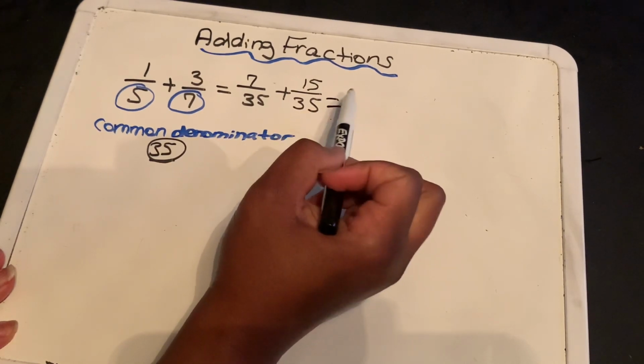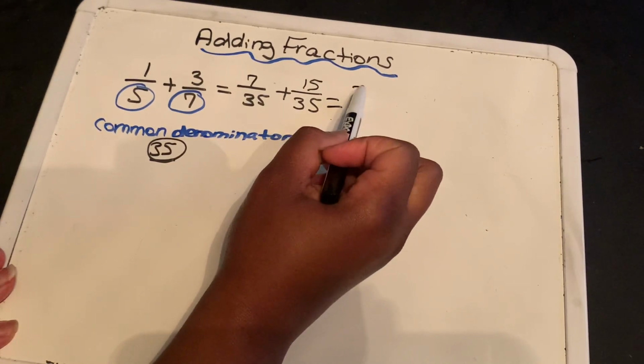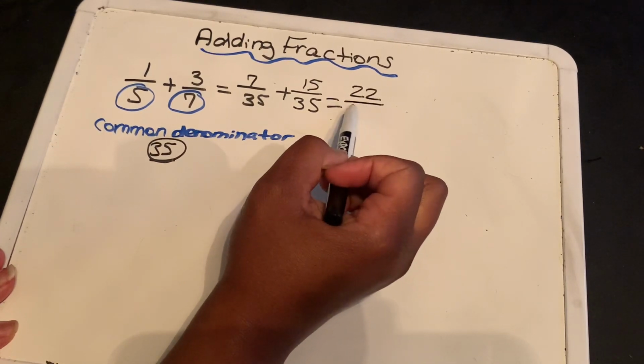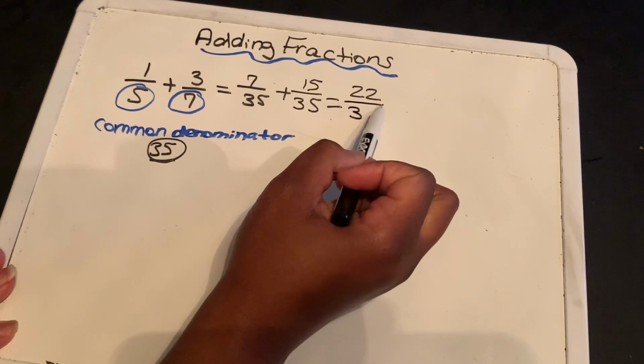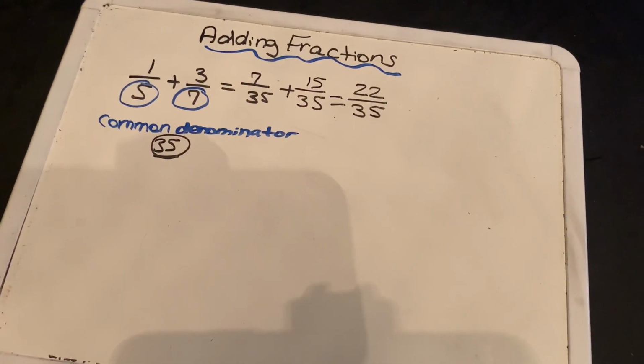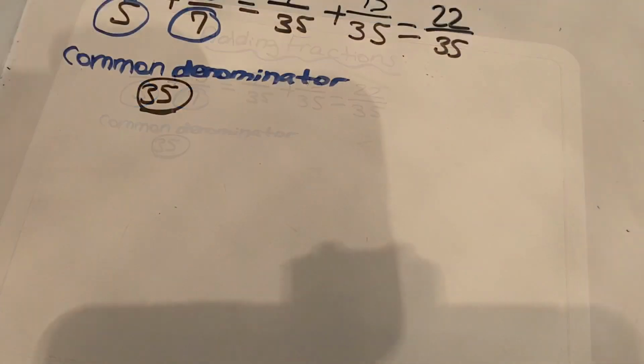So the next step is to simply add the numerators. So 7 plus 15 is 22, and it will be over 35. We can't further simplify, so this is our answer. It is 22 over 35. So now we're going to move on to another problem.